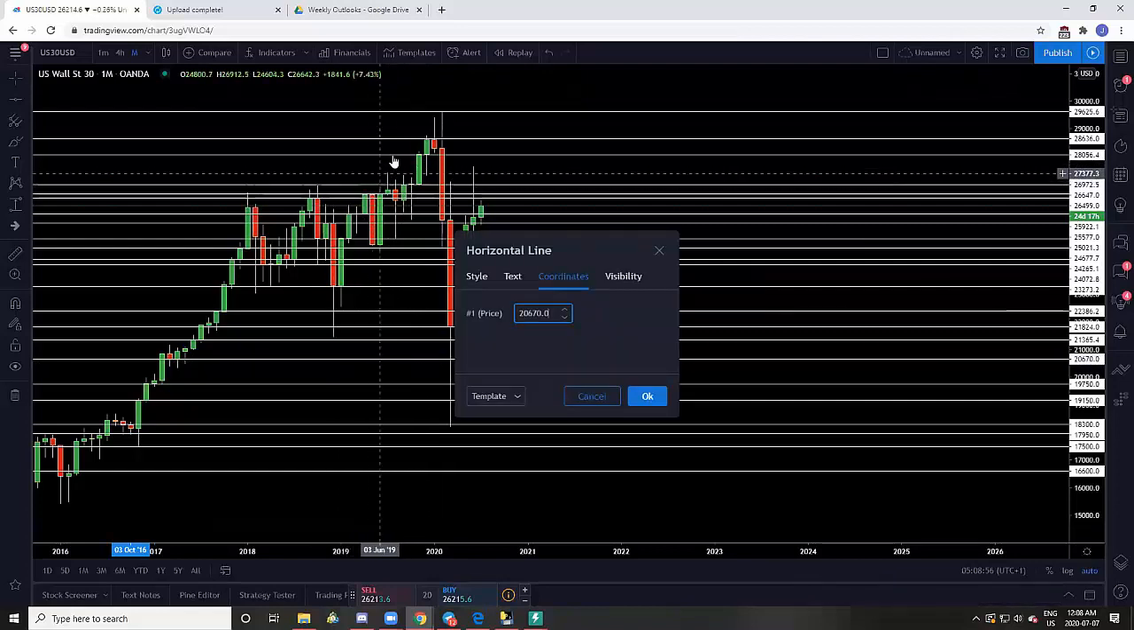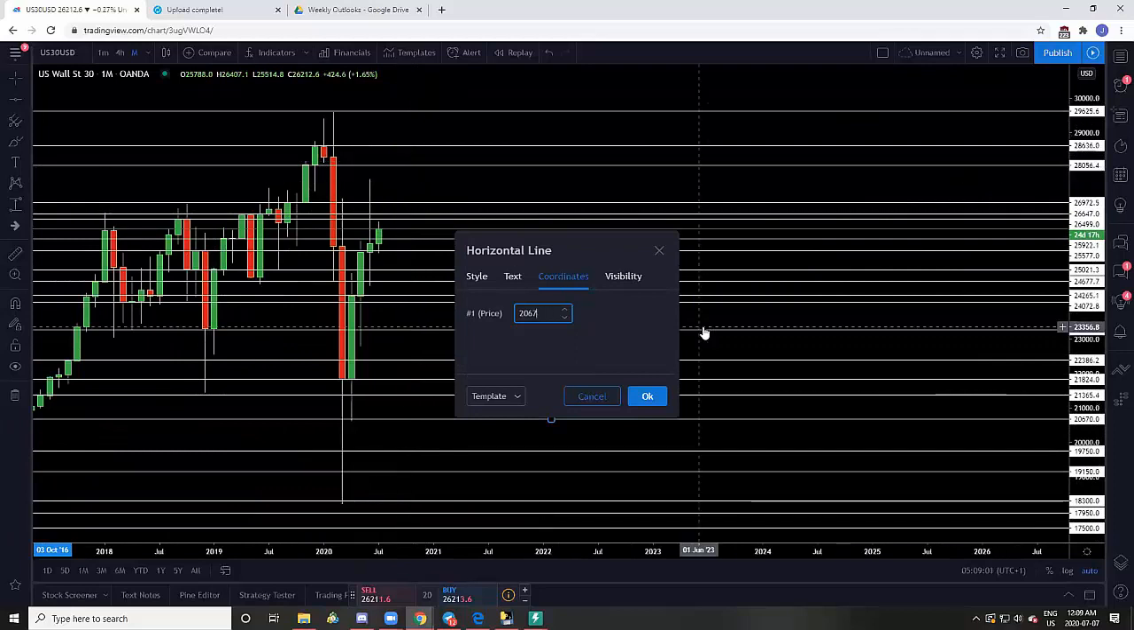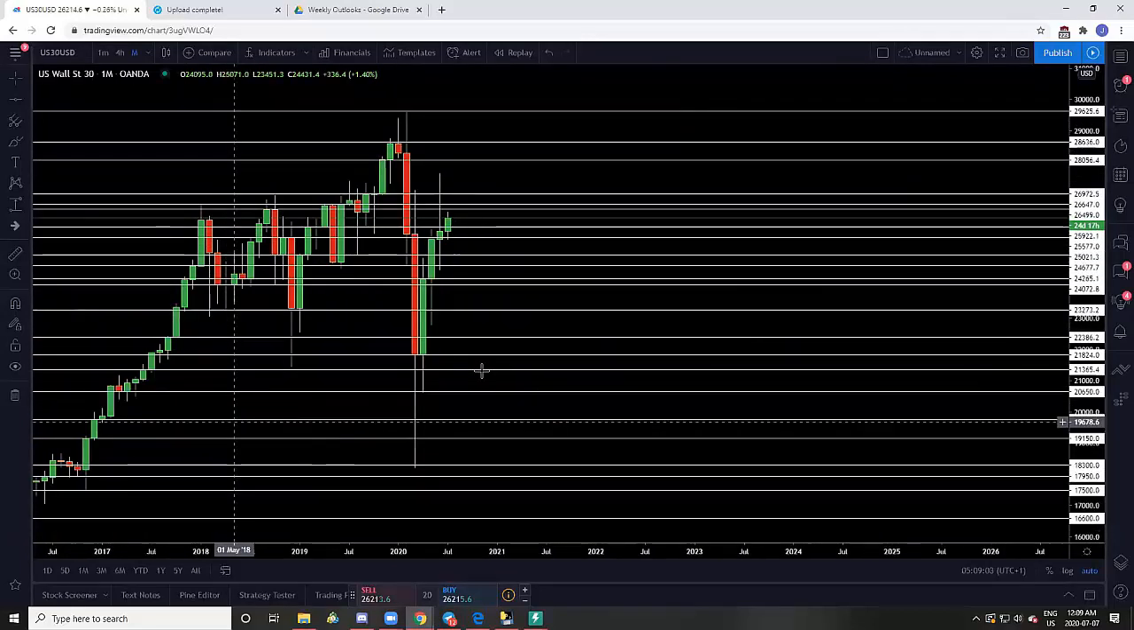I'm just going to go to the weekly to get some price sensitivity points here. Some candle bodies to use as zones.